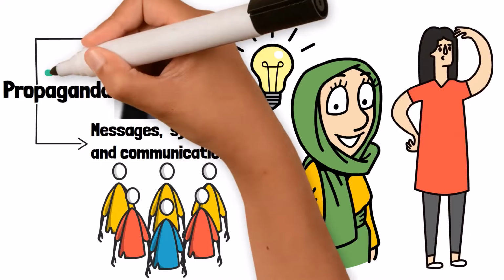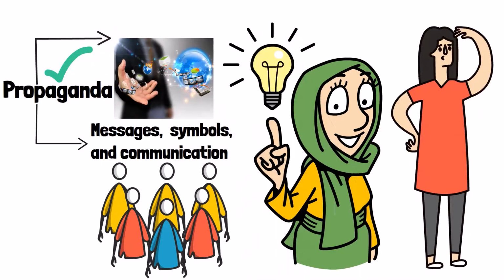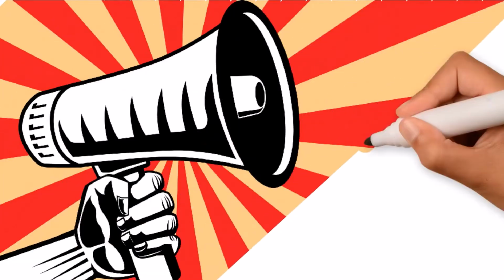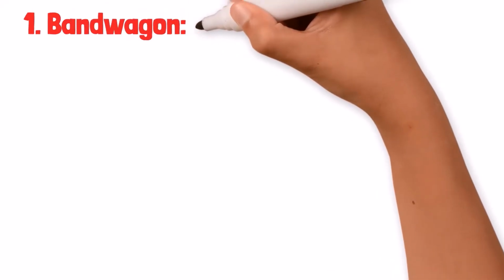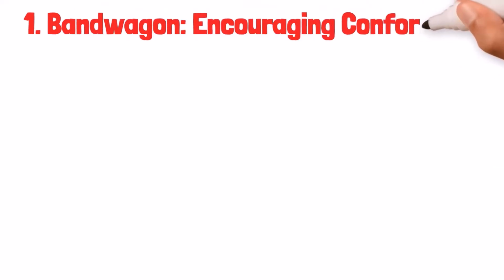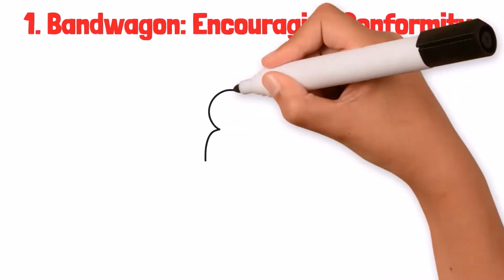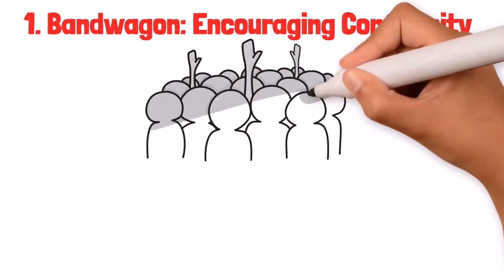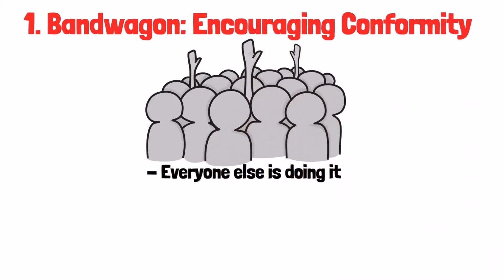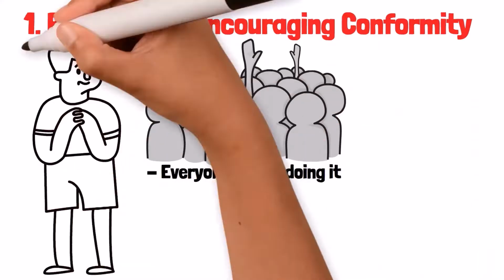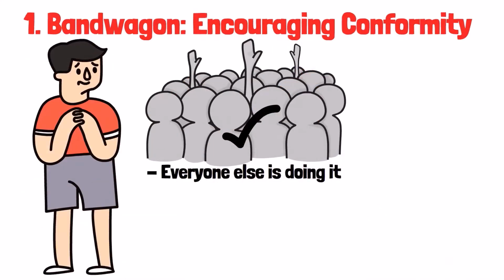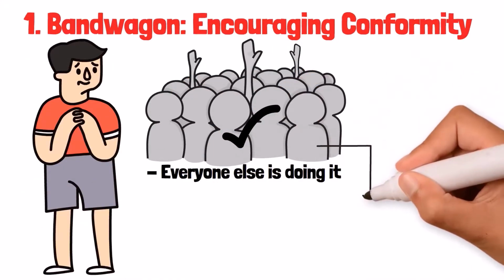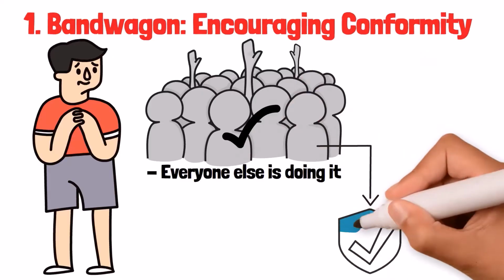In this guide, we'll explore the most common propaganda techniques, explaining how they work and their impact on the audience. 1. Bandwagon. Encouraging conformity. The bandwagon technique encourages people to adopt a behavior, belief, or attitude because everyone else is doing it. This technique exploits the human desire to fit in and be part of a group, suggesting that if the majority supports something, it must be right or desirable.